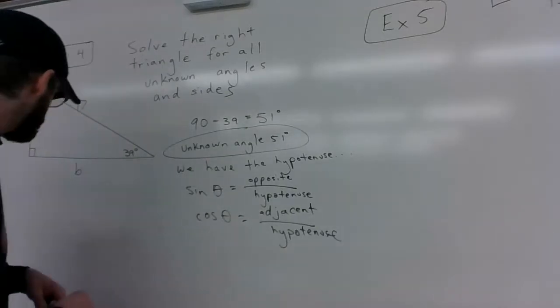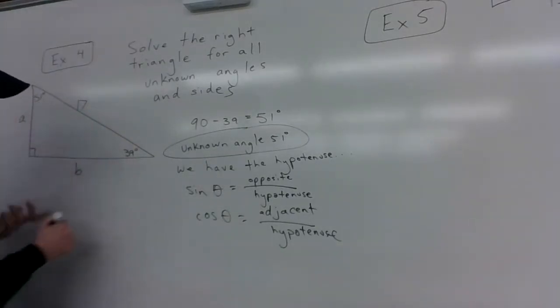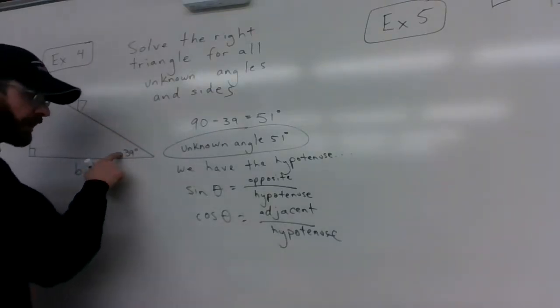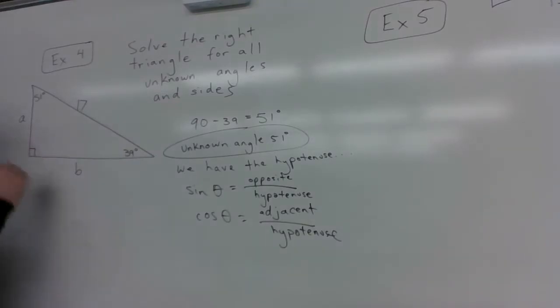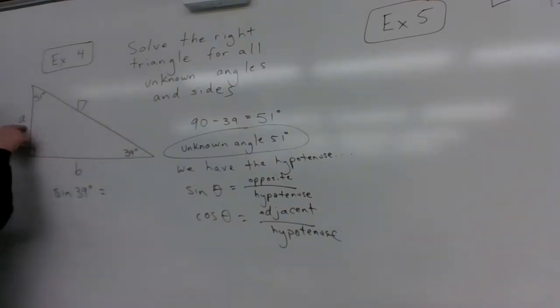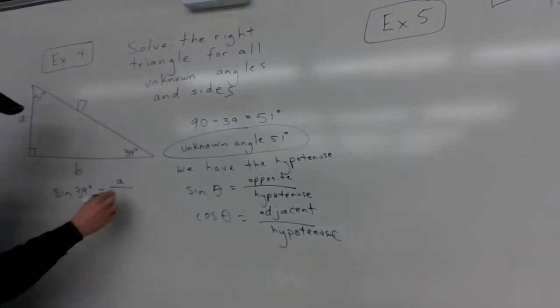So we're in luck because you can pick either one of these angles. Let's just pick 39 degrees, and say we're trying to solve for the opposite side. So I can say that the sine of 39 degrees equals opposite, which is A, divided by the hypotenuse, which is 17.